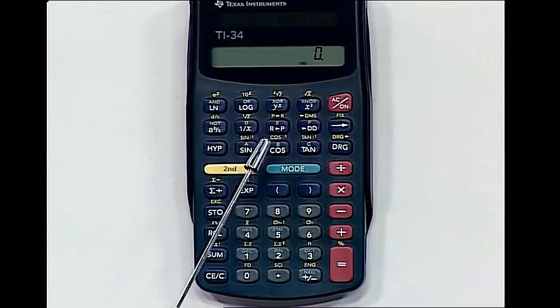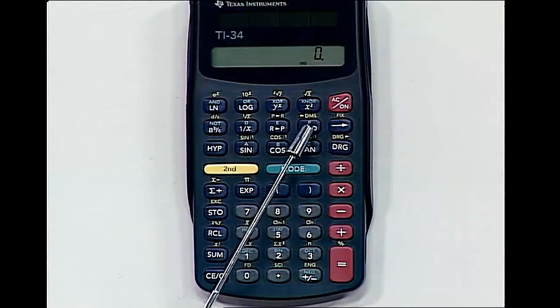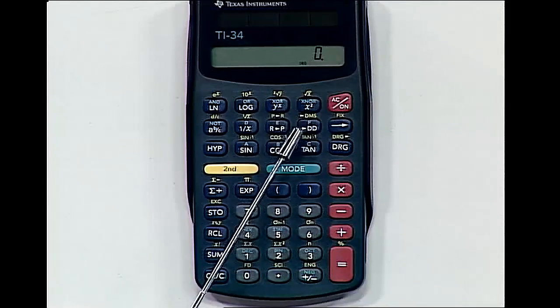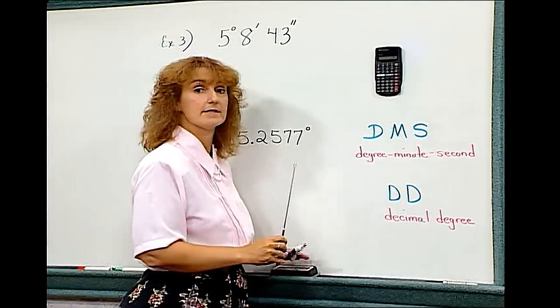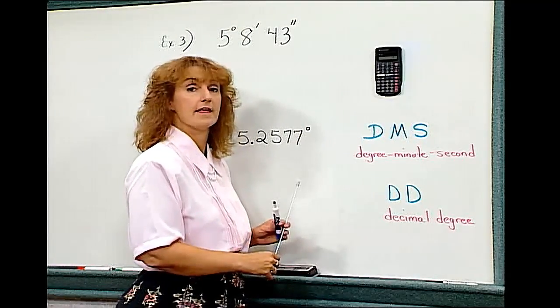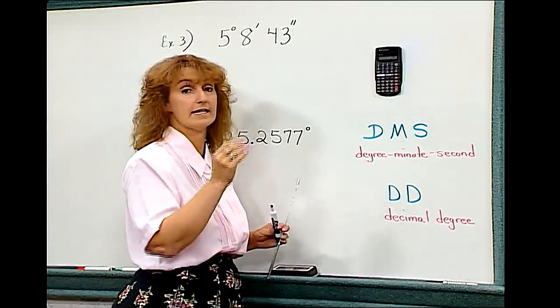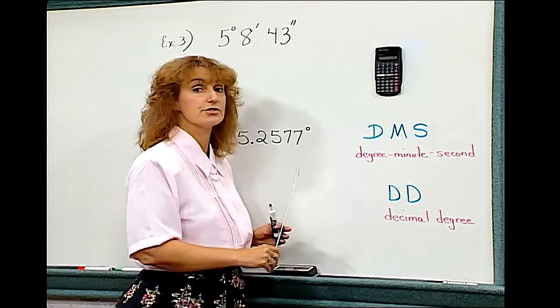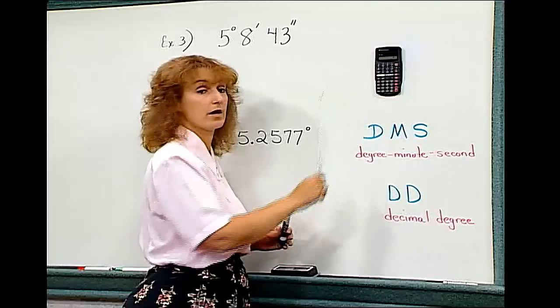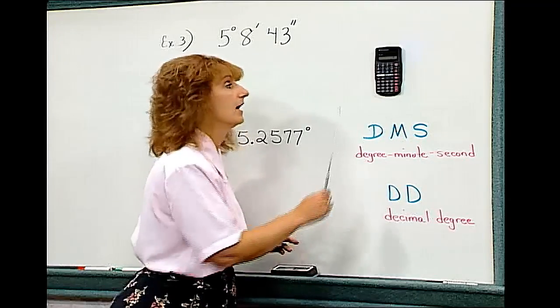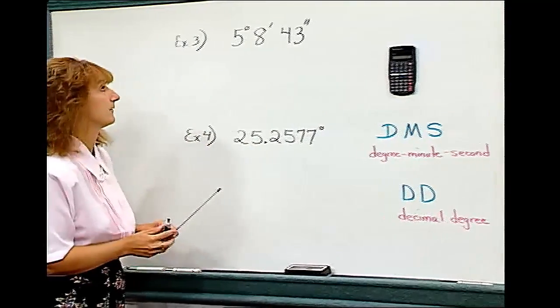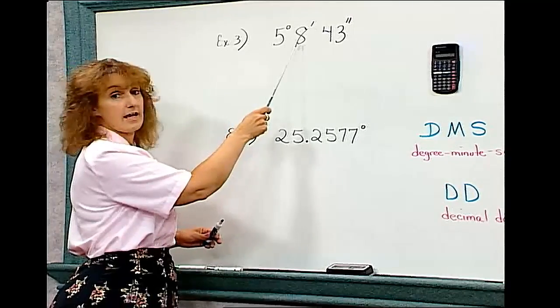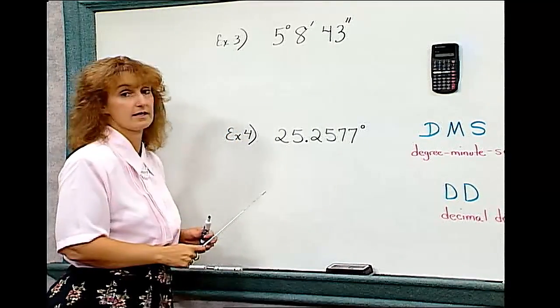If you're trying to convert from decimal degree to degree, minute, second, you're going to use these buttons. If you're trying to go reverse, you're still going to use these buttons. Let me point out that some calculators have a button that actually have the degree, minute, and second symbols on it. You should check your calculator to find out what kind you're using. Let's look at an example here. We have 5 degrees, 8 minutes, 43 seconds.